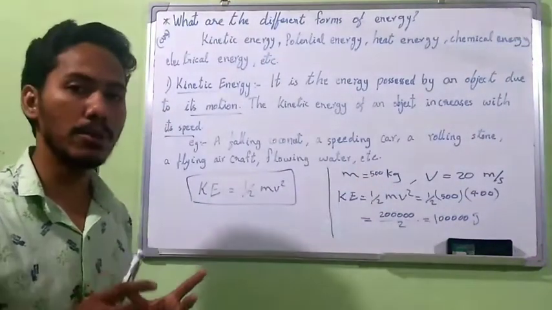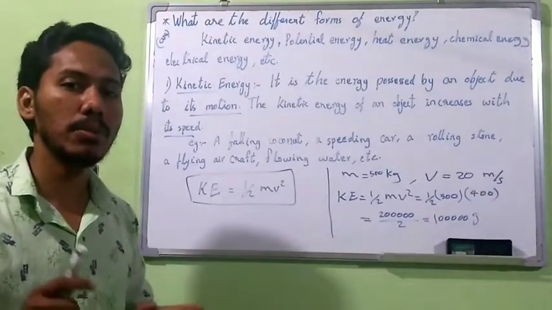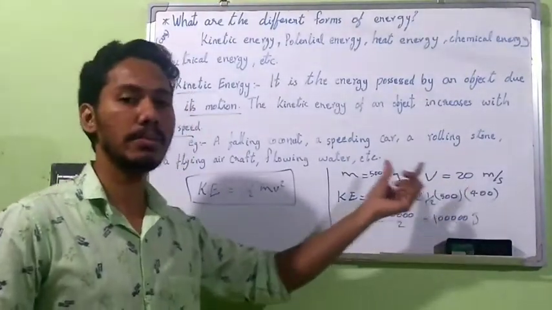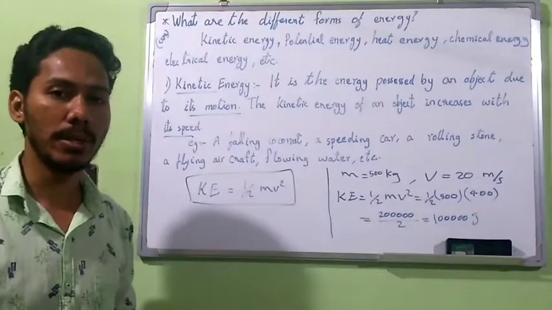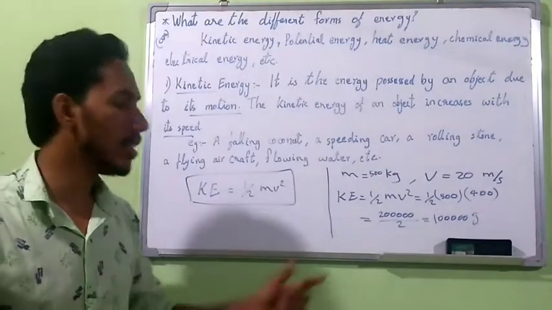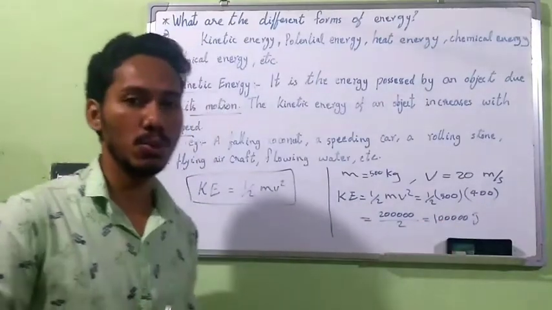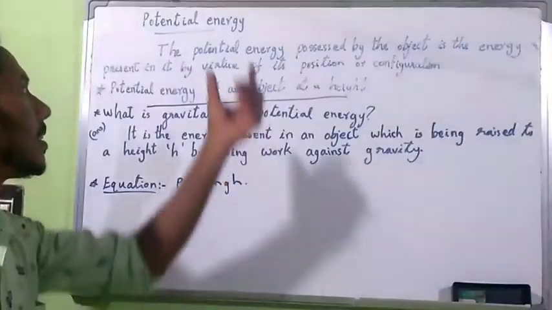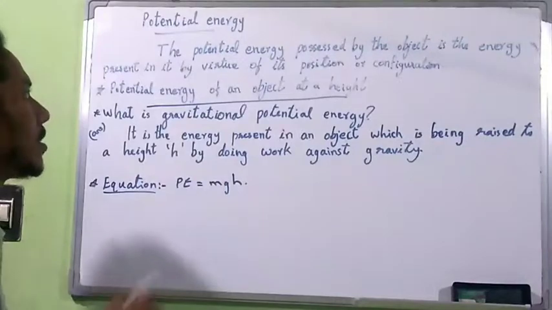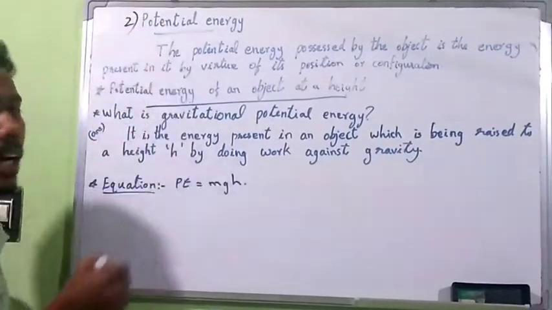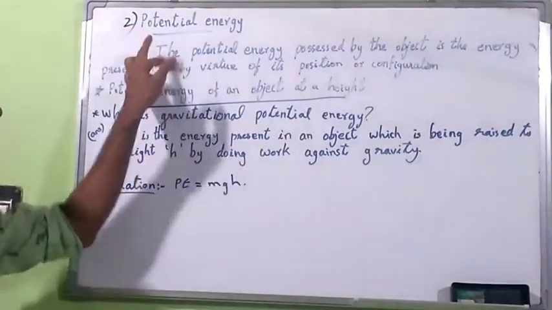Okay, it is a high amount. That car only moves with a velocity of 20 meter per second, but the mass is 500 kilogram. So the amount of work this object can do is 1 lakh joule. Okay. Then the other type of energy is potential energy.